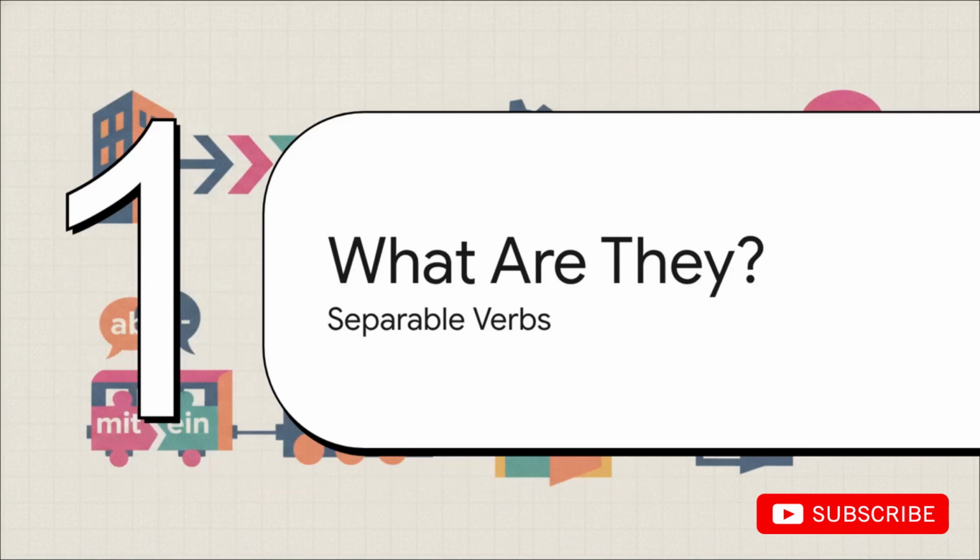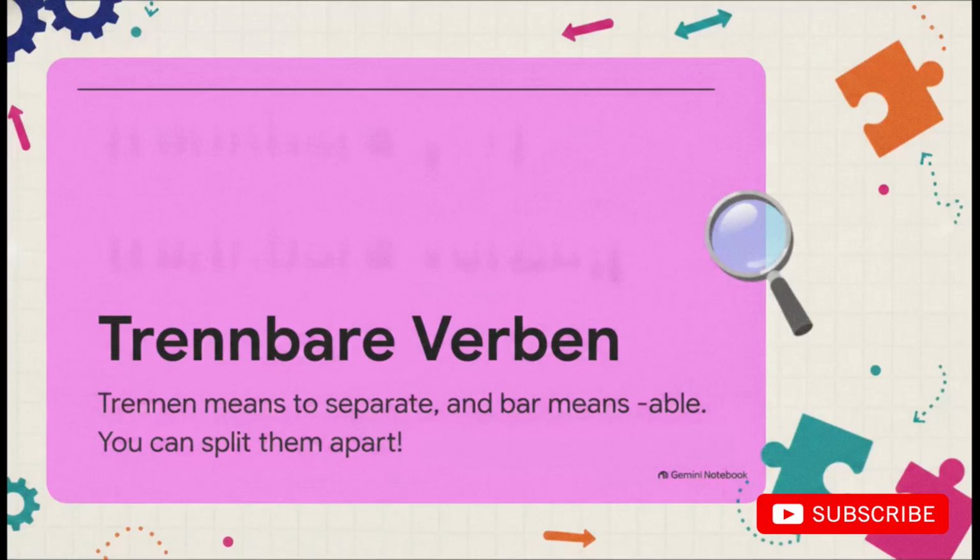Section 1. What are separable verbs? Let's officially meet the main characters of our grammar story here, the base verb and its trusty, if sometimes rebellious, sidekick, the prefix. I always find it super helpful to look at the literal breakdown of the German term itself, trennbare Verben. The word trennen literally means to separate, and the suffix bar just means able. So, separable. It tells you exactly how these verbs behave. They're literally built to be split apart in your sentences.